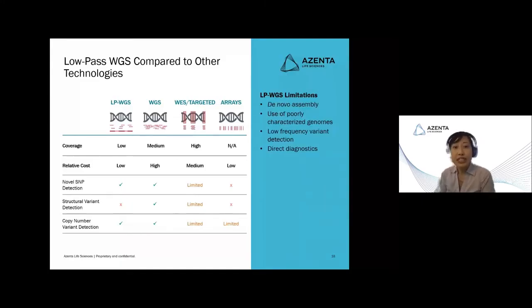Low pass should be avoided for use in any genomes that are not well characterized or for any type of de novo assembly. Now, some groups and some researchers have used low pass whole genome sequencing to build their database, but if you really need a ready to interpret solution, it's not going to be the ideal method. And while low pass can be used to detect SNPs, the low coverage should not be used for any low variant frequency detection studies, and it should also be avoided for making calls on patient disease prognosis or diagnosis.